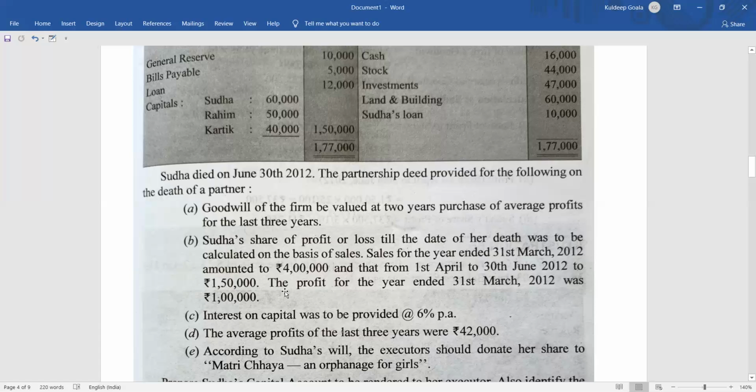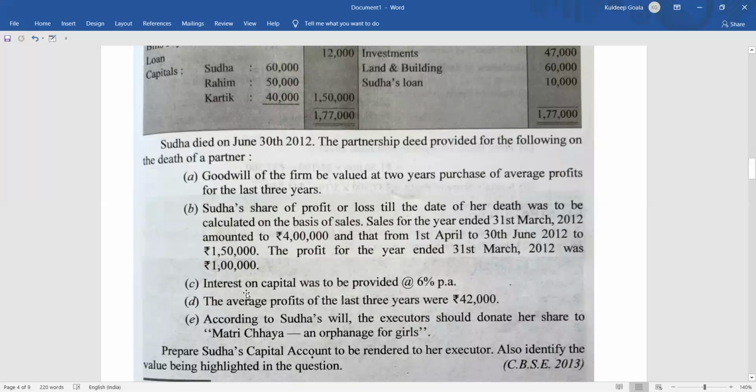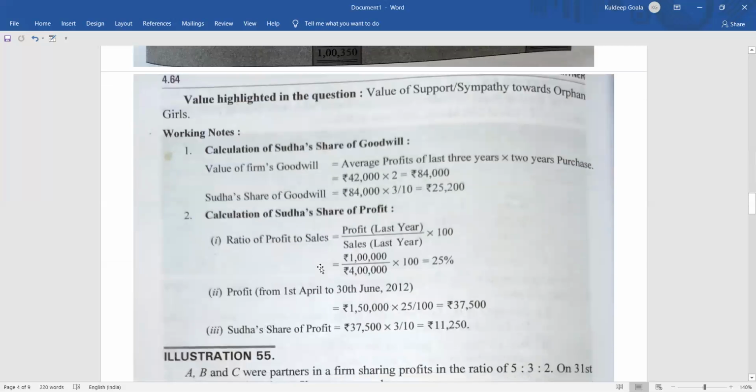The profit for the year ended 31st of March 2012 was 1 lakh. Last year they had made a sale of 4 lakh and the profit was 1 lakh, and this year for these 3 months the sale was 1,50,000. So how much will be the profit? We have to find it out, like what we have done in the previous class. Same way we have to find out. So I'll just show you this particular calculation so that we can go ahead.